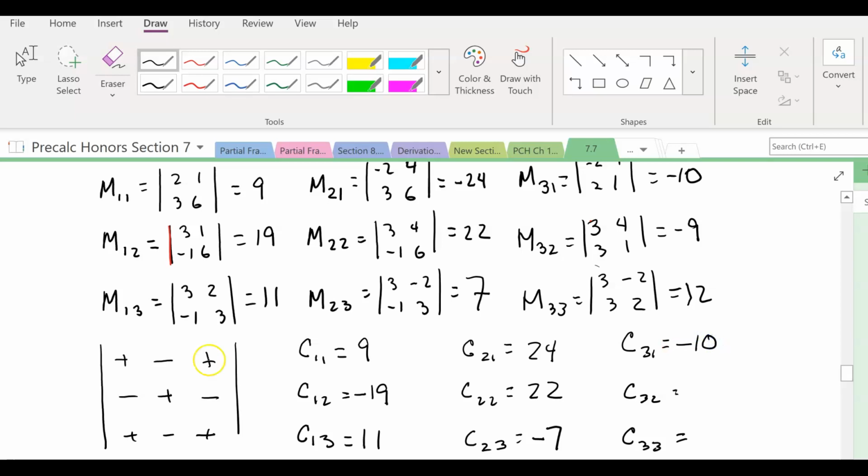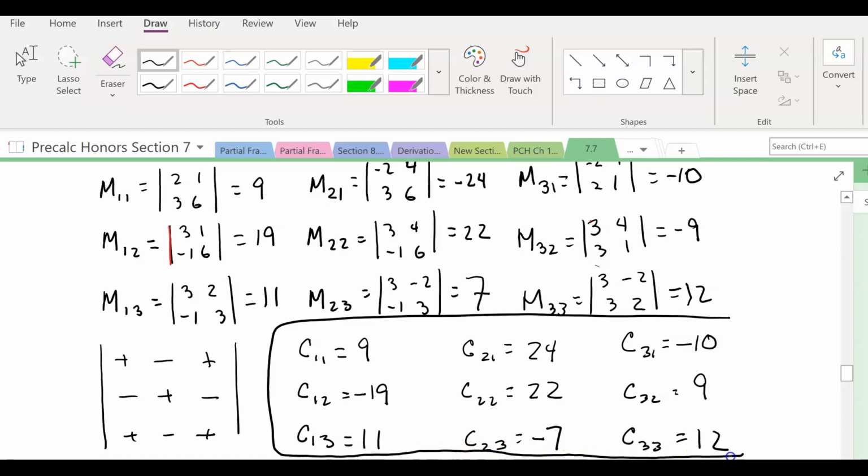I just want to reiterate that the pluses and minuses here really tell you if you're going to keep the sign the same or change it to the opposite. All right, row 3, column 2, it's going to change to the opposite, so this negative 9 is going to change to a positive 9. And then 3, 3, positive, that's going to stay 12. So these are my cofactor values. And again, the only thing that differentiates these from the minors is that we're changing their sign based on this pattern here.